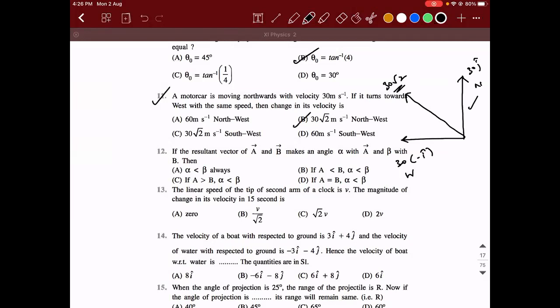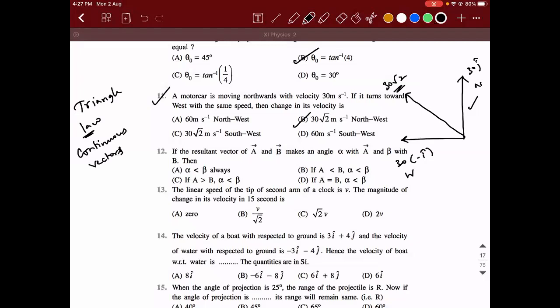Sir, what I was telling is that in the same diagram, instead of drawing the resultant from the initial point, we draw from the head of 30 j cap to the head of 30 minus i cap. That is what you're not supposed to do. Then you didn't understand this concept. Triangle law of addition, when do you use it? When you have continuous vectors.